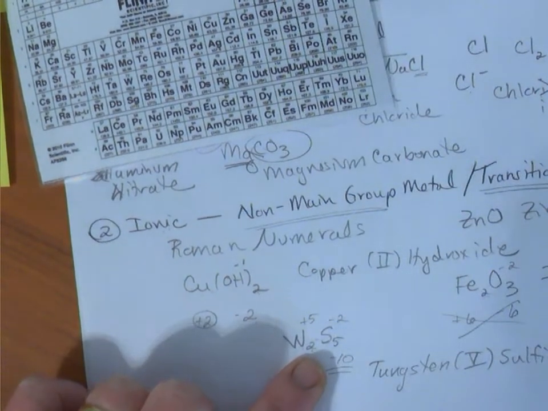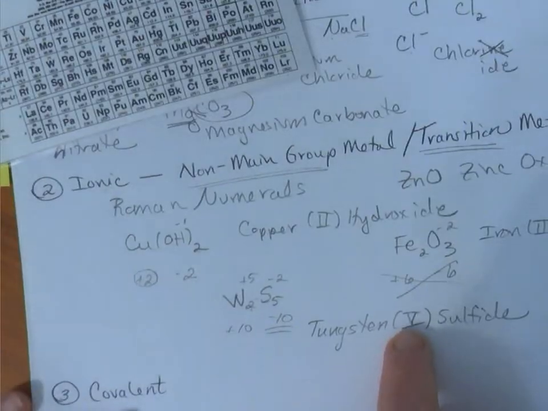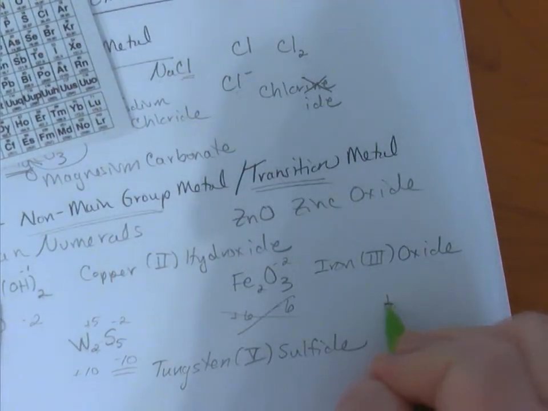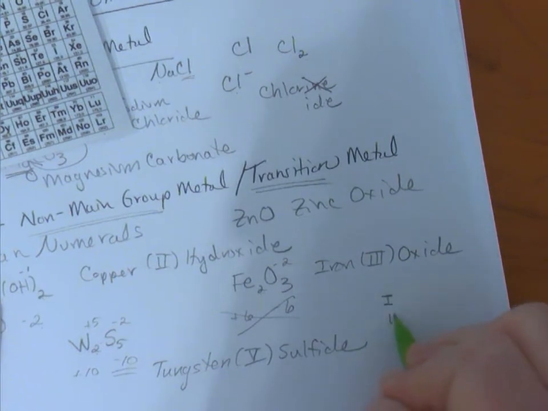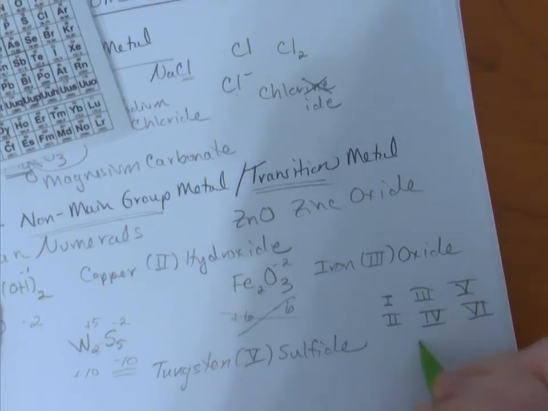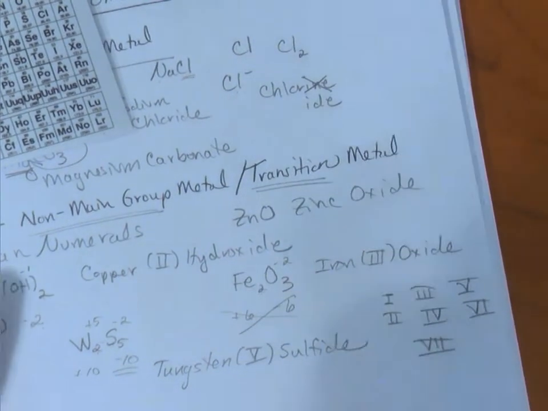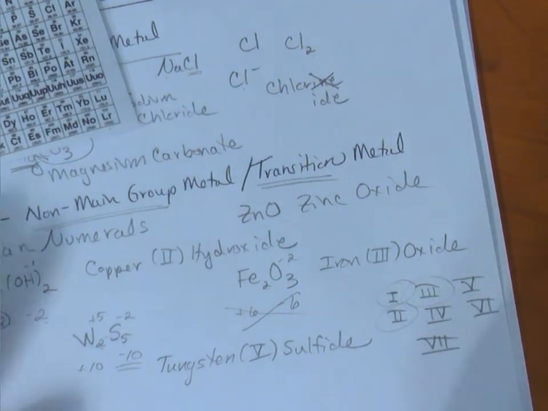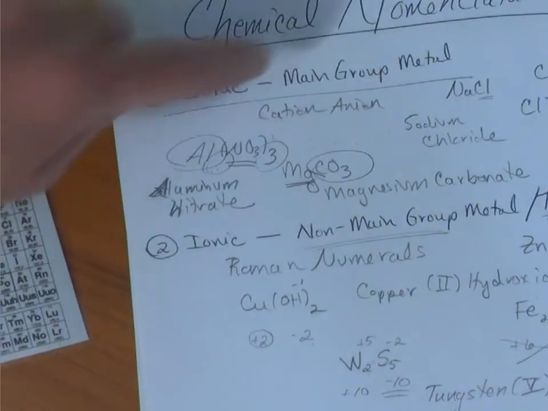sulfide. And make sure that you get to know your Roman numerals, and we need to show them properly. And it's not just a bar, we need the top and the bottom. So that's I, of course, II, III, IV, V, VI, VII. And most commonly, transition metals are usually going to show us +1, +2, or +3. Okay, so those are ionic, main group, non-main group.